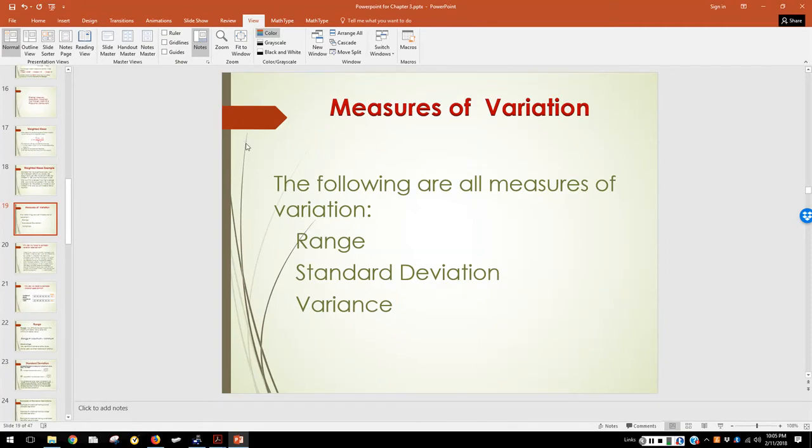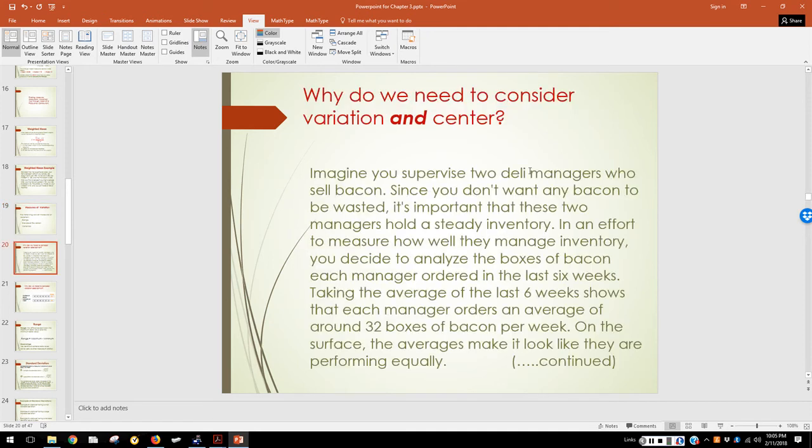Now we're going to talk about measures of variation. Measures of variation are measures called the range, the standard deviation, and the variance. So that you'll understand what these are and why we need to consider both variation and center in a data set. Imagine you supervise 2 deli managers that sell bacon.